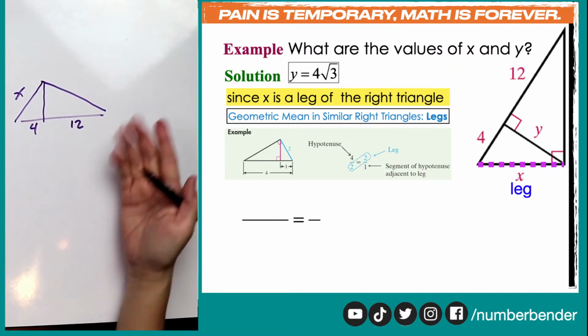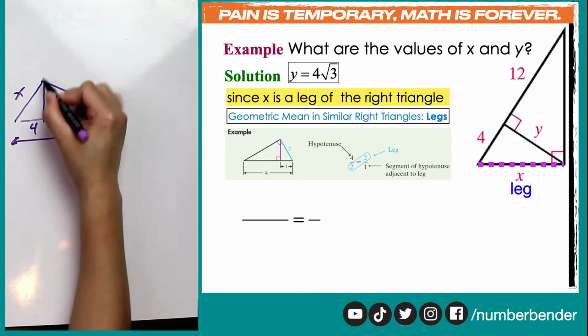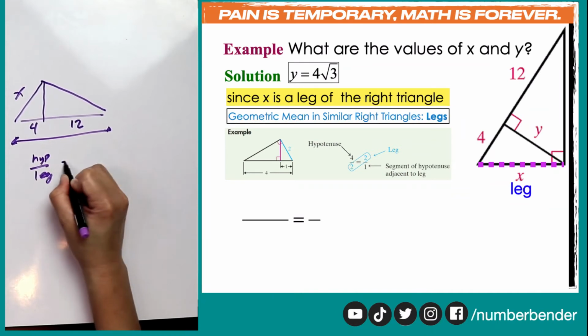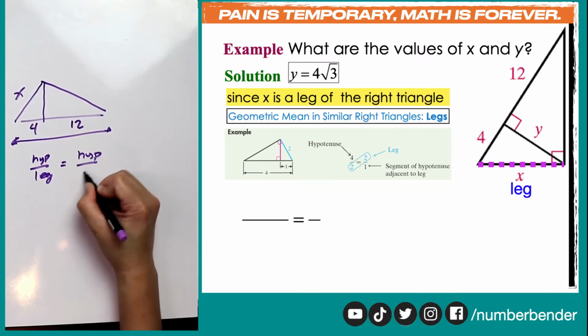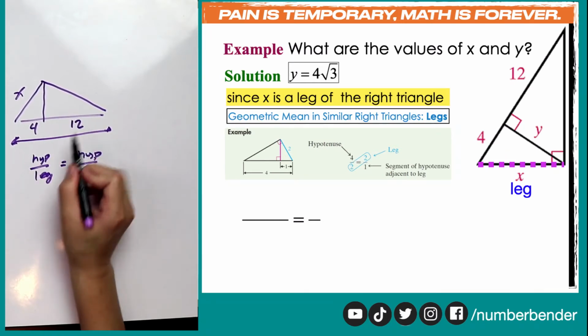So now that we have this right triangle, we are given the hypotenuse and the leg of the main triangle. We're going to be using hypotenuse over leg equal to hypotenuse all over leg. So for the main triangle, our hypotenuse is 4 and 12.